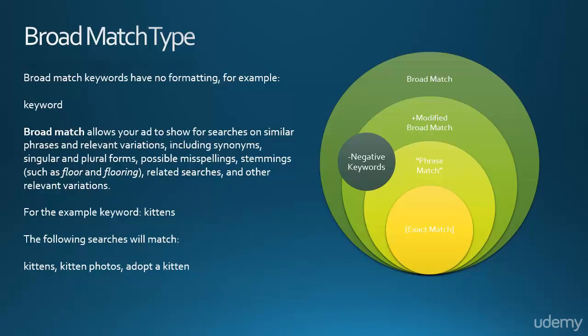Broad match types. Broad match keywords have no formatting. Broad match allows you to display your adverts for searches on similar phrases and relevant variations. These include synonyms, singular and plural forms, possible misspellings, stemmings such as floor and flooring, related searches, and other relevant variations. For the example of broad match kittens, the following searches will match, though really hundreds if not thousands of keywords could trigger this particular advert: kittens, kitten photos, adopt a kitten, kitten jobs, kitten X, Y, Z.